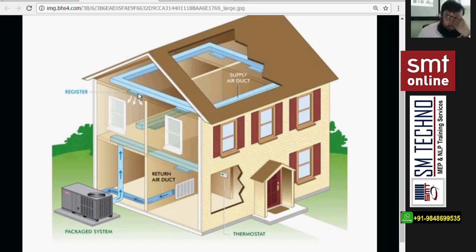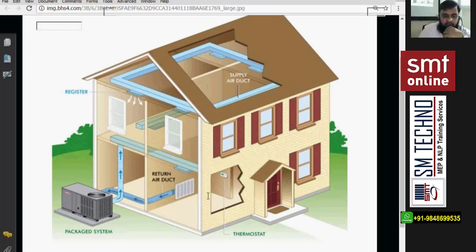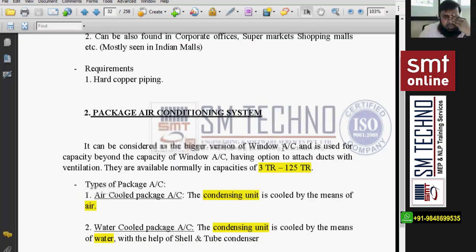So a simple concept. We are using a single unit like a window, but the capacity is higher. Because I have higher capacity, this is not for a single space. This can be used for multiple spaces, using ducts to supply the air to different areas, because it's higher capacity. One more point to discuss. First, it can be considered a bigger version of window, used for capacity beyond the capacity of window AC, having the option to attach ducts, with a ventilation option.